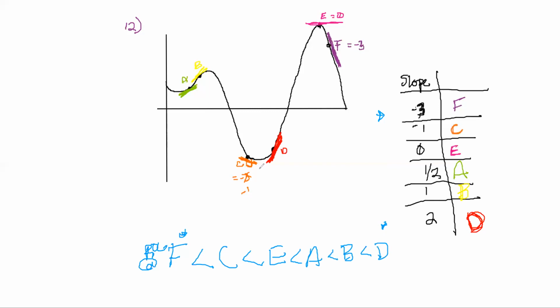If they're looking for the absolute value of the rate of change, that's a weird question. But you would also do it the same way. The absolute value would be E being the smallest, which is less than A, which is less than C, B, D, F. But I don't know when they would ask you that question.